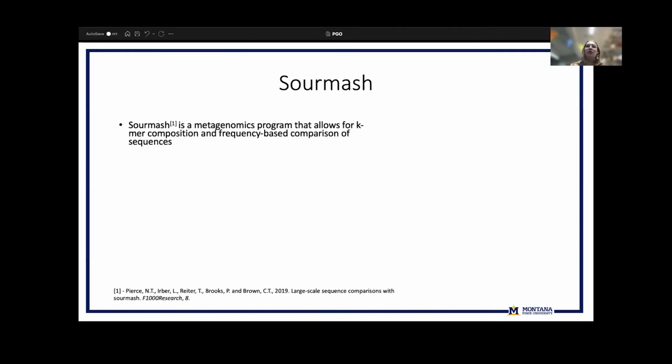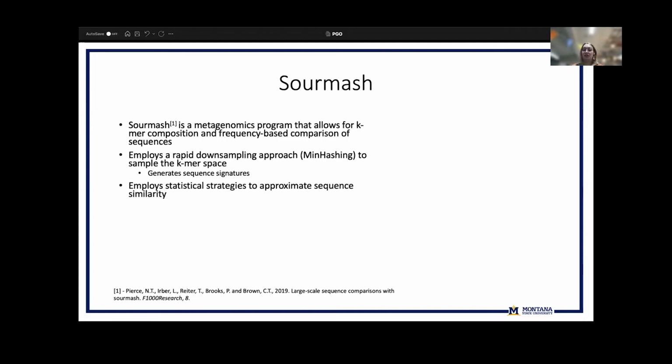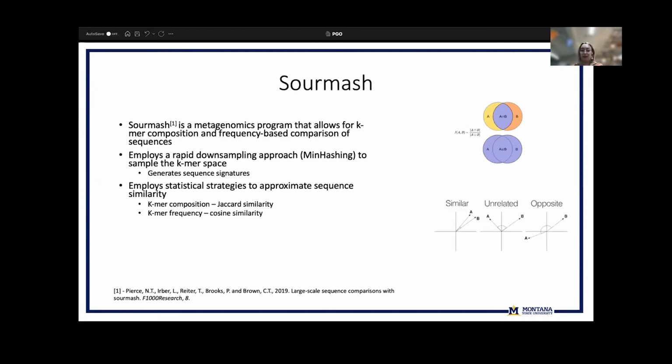When I went searching for a program that uses the k-mer frequency and k-mer composition features, I came across Sourmash, which is a very rapid program. It employs a downsampling approach, which we call min-hashing, to sample the k-mer space. It generates a sequence signature, and then employs statistical strategies that approximate the similarity. With k-mer composition, we've got the Jaccard similarity, and with k-mer frequency, we have the cosine similarity.